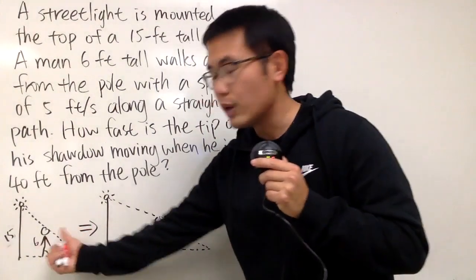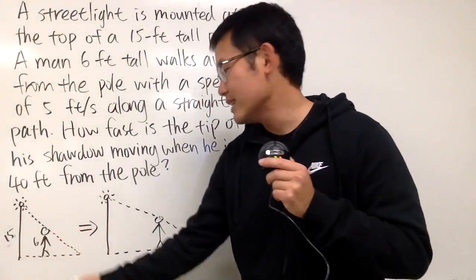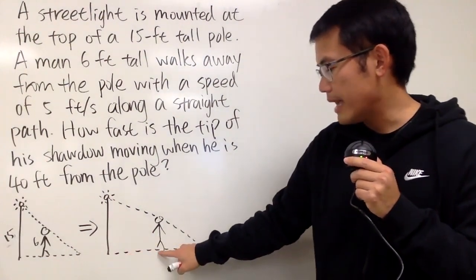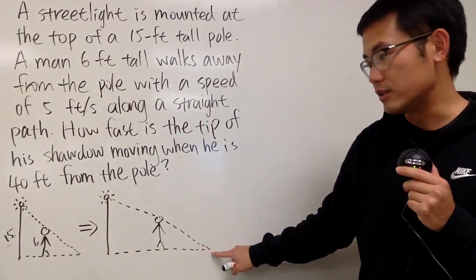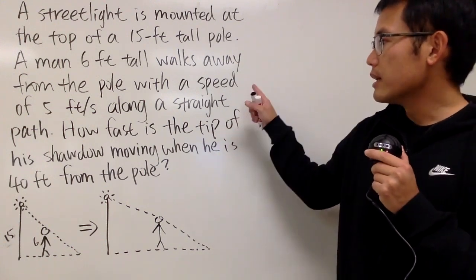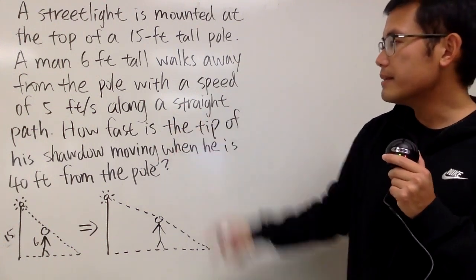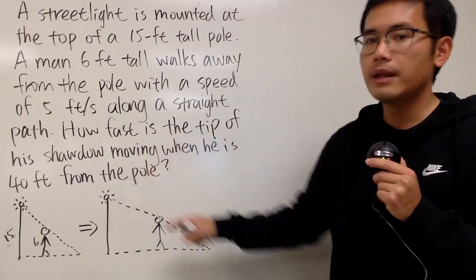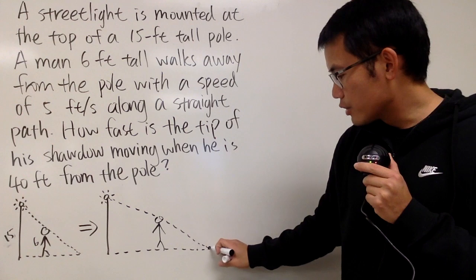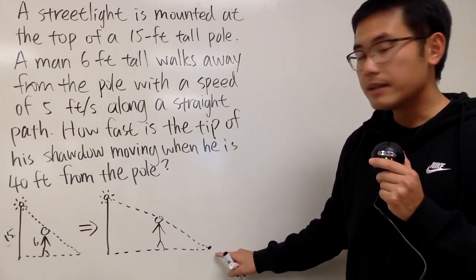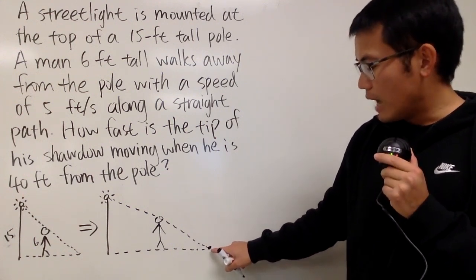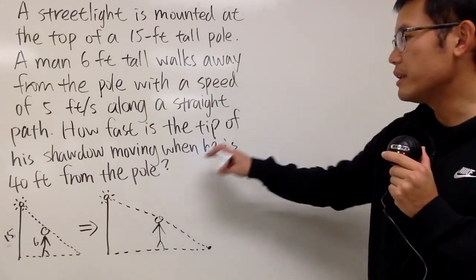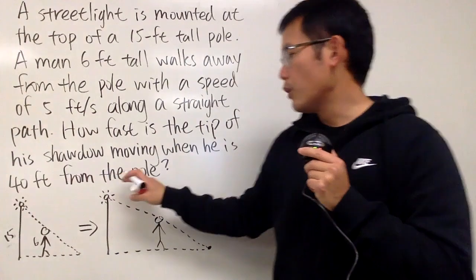And he is going to walk away from the street light. Of course, you can see in the second picture he is further out, and we can also see his shadow is longer as well. We know that the speed is 5 feet per second. And the question is asking, how fast is the tip of his shadow moving? Well, this right here is going to be the tip of his shadow, right? So technically, we should be looking for how fast this point is moving away from the pole when he is 40 feet away from the pole.